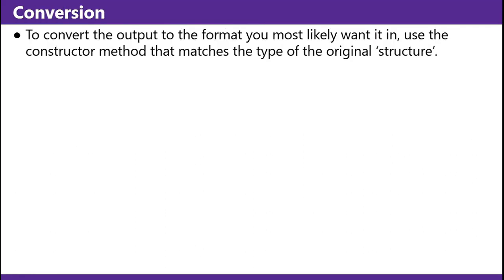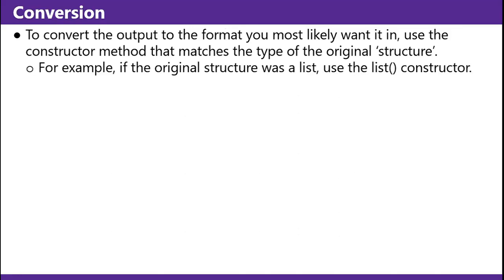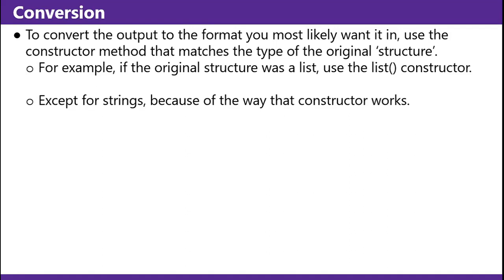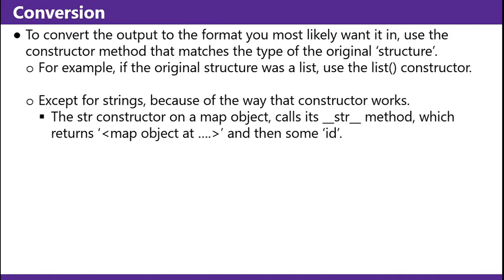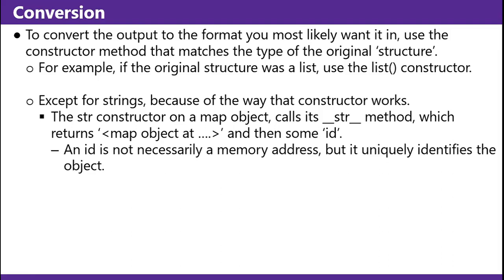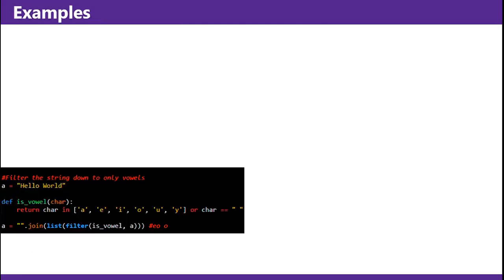To convert the output to the format you most likely want it in, use the constructor method that matches the type of the original structure. For example, if the original structure was a list, use the list constructor, except for strings because of the way that constructor works. The str constructor on a filter object calls its __str__ method, which returns "filter object at" and then some ID. An ID is not necessarily a memory address, but it uniquely identifies the object.